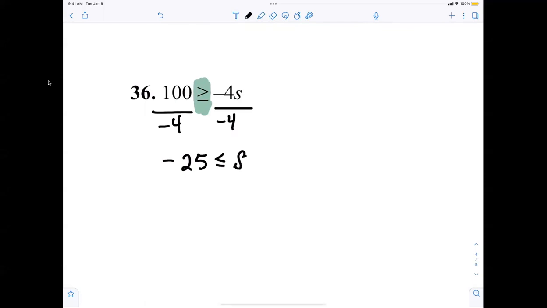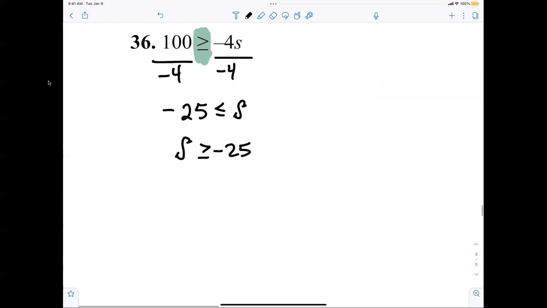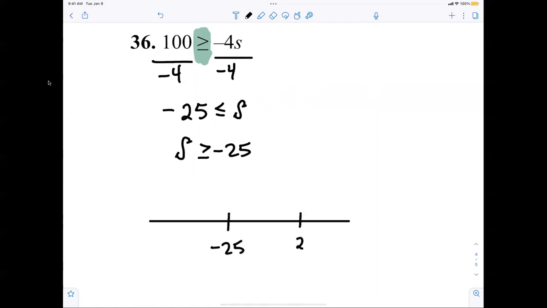Now, I still need you to write the variable first. So now tell me what's going to happen. That is correct. All right. So now how am I graphing this? It would be a closed circle going right. Yes. Very good.